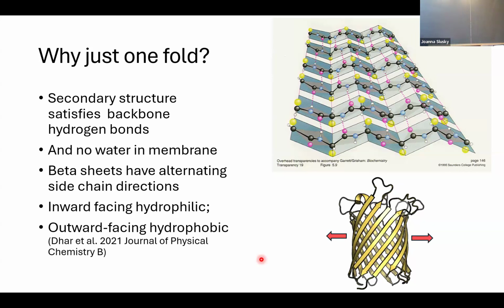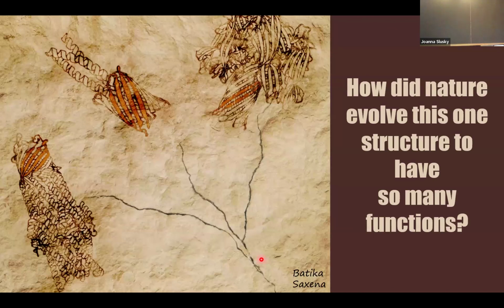Okay, so now we'll talk about how. How did nature evolve this one structure to have so many functions? And as I said, my interest in this how comes from this idea that maybe we could use this ultimately for design.